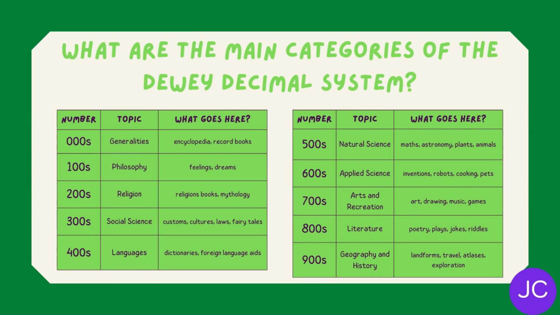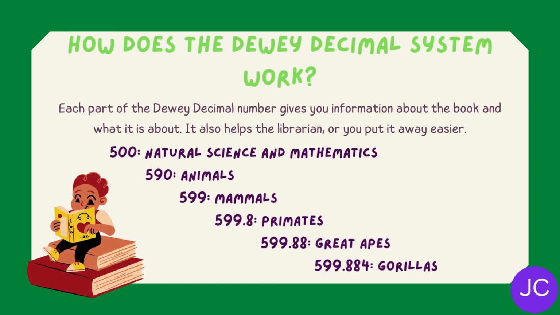Here are the main categories under the Dewey Decimal System. As you can see, here are the numbers that are used in the books that we have in our library and other libraries as well. Each part of the Dewey Decimal number gives you information about the book and what it is about. It also helps the librarian, or you, put it away much easier.